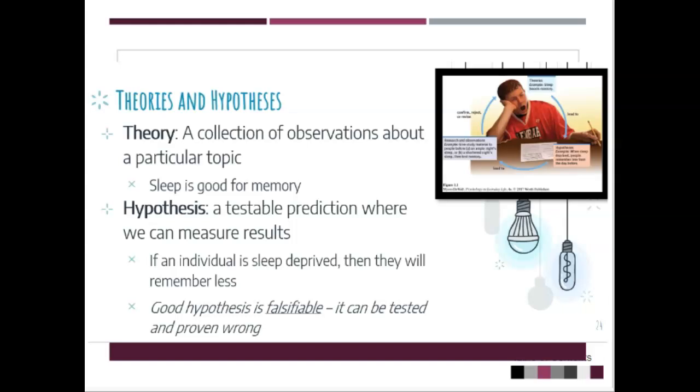So let's spend a little bit more time here on the theories and the hypothesis. A theory is just the collection of observations, but it still has to be confirmed. A hypothesis is a testable prediction where we can measure the results. So a good hypothesis is something falsifiable. It means that it can be tested and proven wrong. A good hypothesis is also something that we don't necessarily automatically know the answers to.